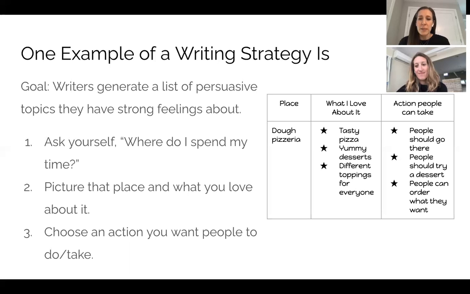And finally, we might choose an action that we want others to do or to take with regard to that particular place. And Gravity and I included on this slide a quick chart that maybe in the younger grades as a teacher you might use to generate some ideas together. It might also be a way that students generate ideas in their writing notebooks in the upper grades. And again, this is just one example for how a writer might generate some ideas.